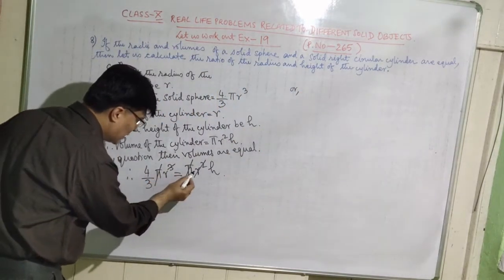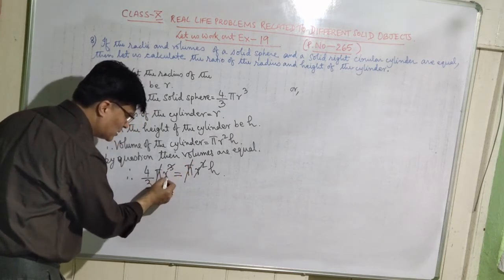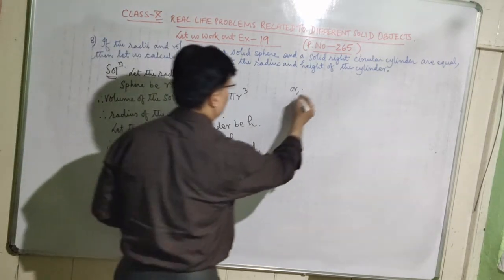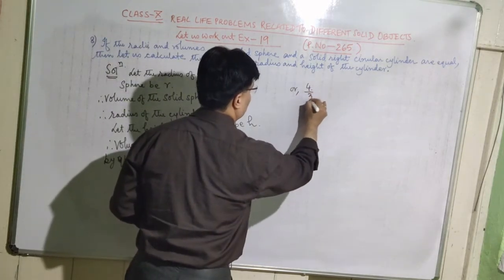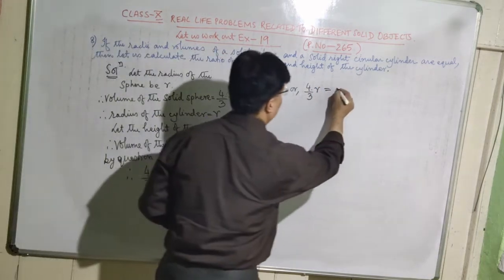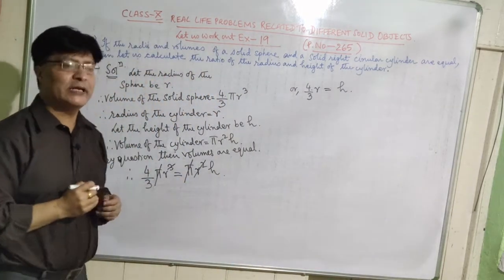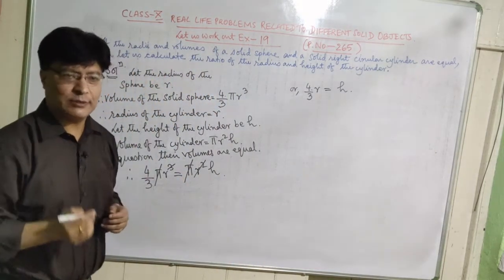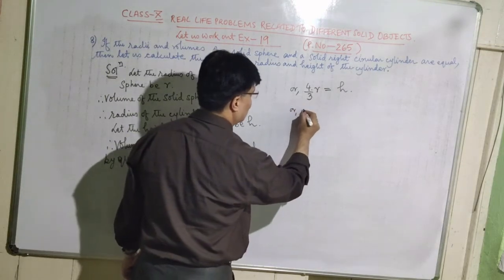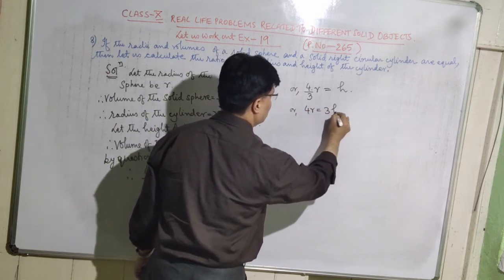So r cube divided by r square leaves r. So r square cancels, and from the cube, one r remains on the left hand side. Okay. So it is 4 upon 3 r is equal to what? h. Now you can find out the ratio of the radius and the height of the cylinder, that is r is to h. Let us take h to the left hand side. So let us cross multiply. 4r is equal to 3h.